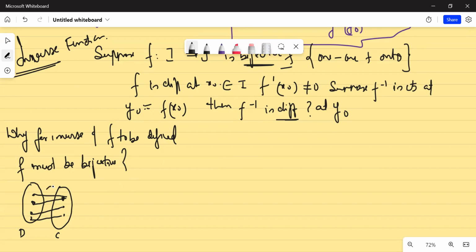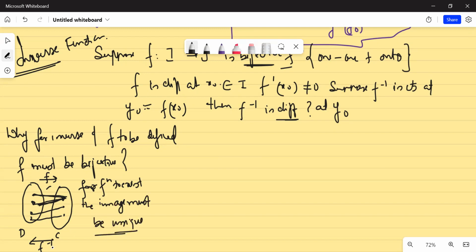Now, this is f. And if I want to define the inverse of f, for the inverse of f, the codomain will become the domain and this will become the codomain. For f, this is your domain, this is your codomain. For f inverse, this will become the domain and this will become the codomain, right? Now look, if in the domain of f inverse, one point has two images, this will violate the definition of a function. Because for a function to exist, the image must be unique. So the first necessity is that your function should be one-one.